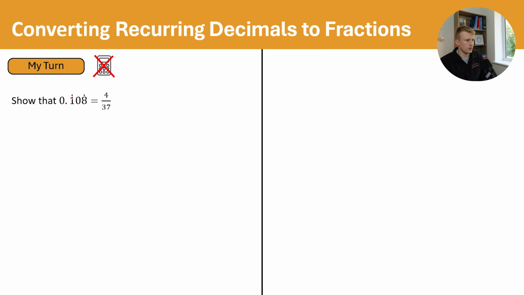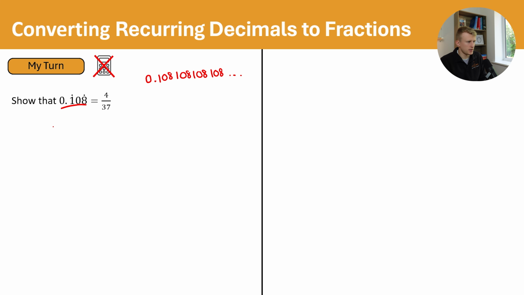Okay, next example. Show that 0.108 with all three of these digits recurring is equal to 4 over 37. It's just worth quickly explaining what this would look like. Because we have the recurring symbol marking the start and the end of our digits, it means that all three of these digits recur. So it would be 108, 108, and that pattern would continue forever.